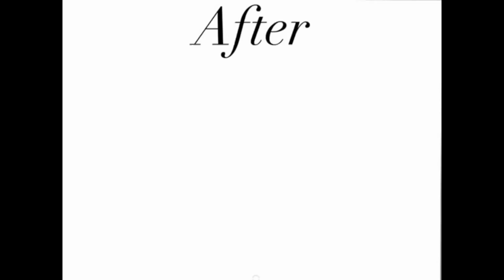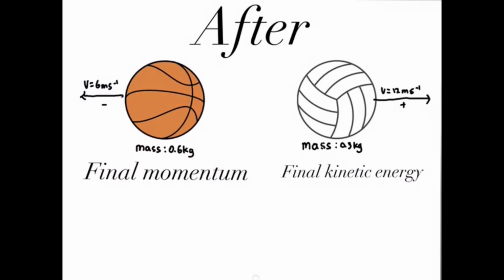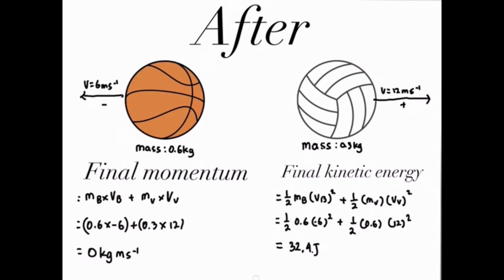And so after the basketball and the volleyball have collided, boing, here's what happened. They're still the same volleyball and basketball. And they still have the same mass and velocity, but the velocities are in different directions. And so how do we calculate the final momentum and the final kinetic energy? Here's how. It's the same as the previous one.